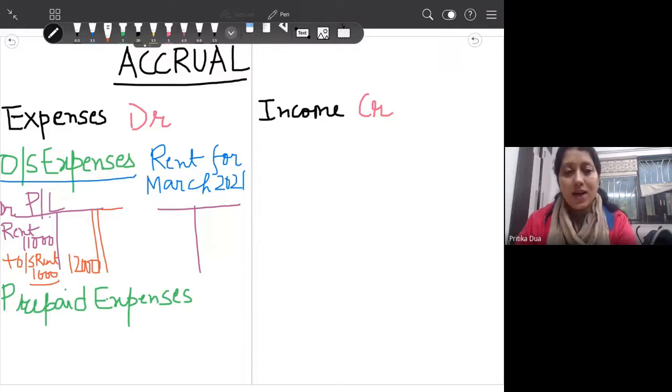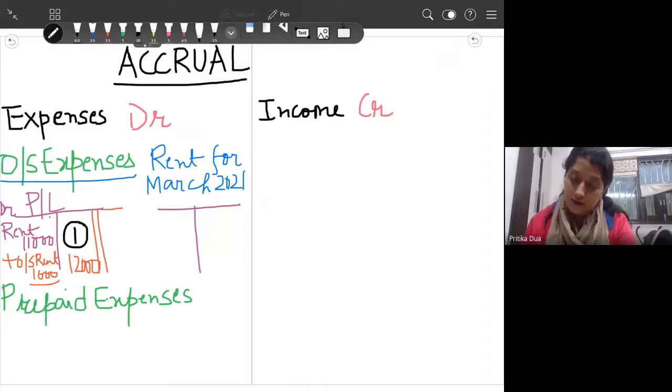तो अब मार्च का रेंट करंट जो भी फाइनेंशियल ईयर चल रहा है उसमें आएगा. अगर आपने पे नहीं भी करा तो वो उसी फाइनेंशियल रिस्पेक्टिव फाइनेंशियल ईयर में रिकॉर्ड होगा. We are not seeing whether cash outflow has taken place or not. So the first recording or first effect of this adjustment is here, that we add the amount of outstanding expense on the debit side of P&L account.